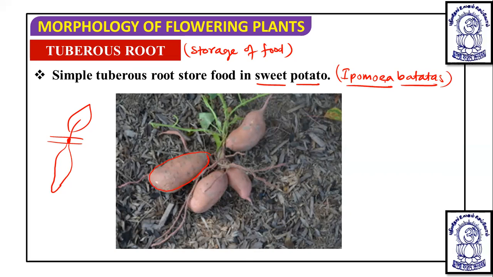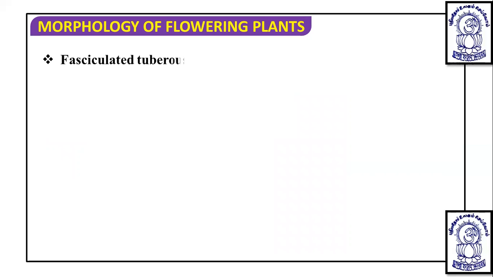So in this, the simple tuberous roots are found. They get swollen and irregular, and they do not have a definite shape. But when such simple tuberous roots come in a group, it is known as fasciculated tuberous root. In fasciculated tuberous root, the adventitious roots occur in a cluster, in a group, and all of them are swollen.